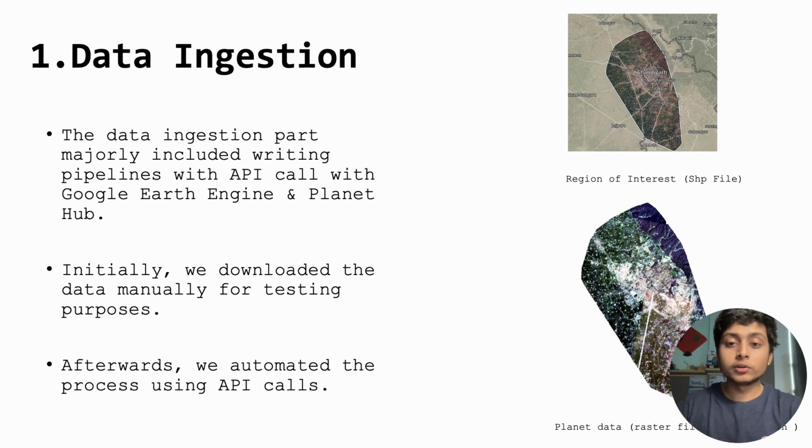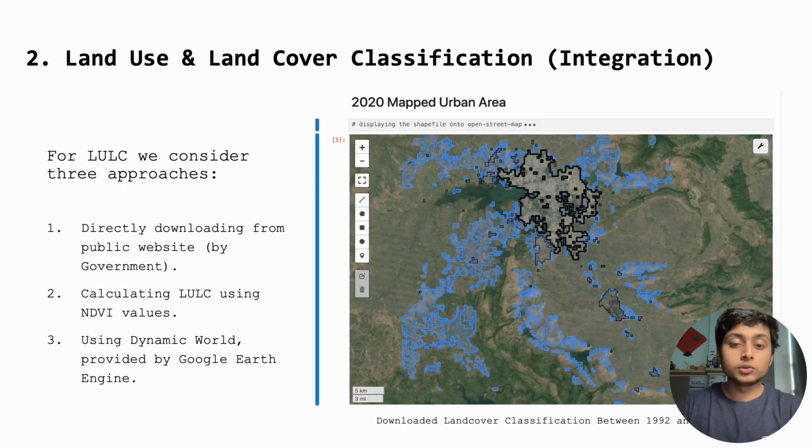And so here you can see, if we specify a very large shapefile, we'll get out the satellite image for a specific date time range from the Planet API and Google Earth Engine. Once we get the raster file for a specified date time range, we also found this data set that was publicly available for the land use land cover from 1992 to 2020.